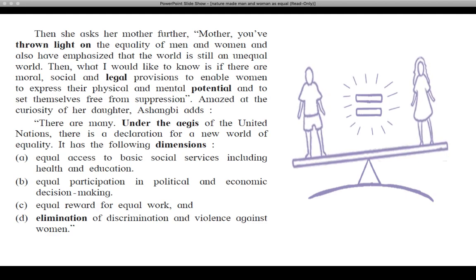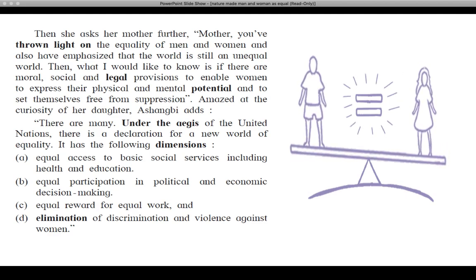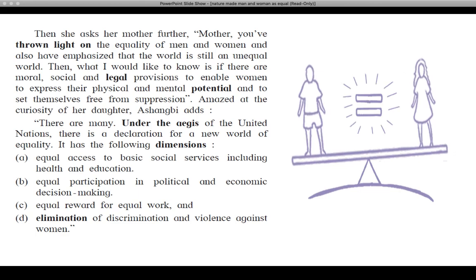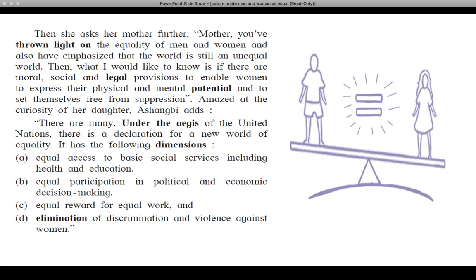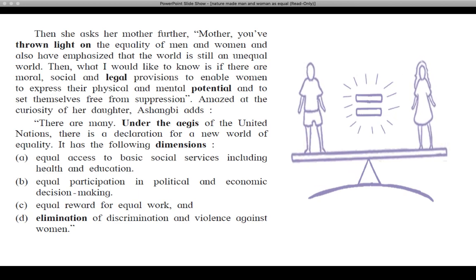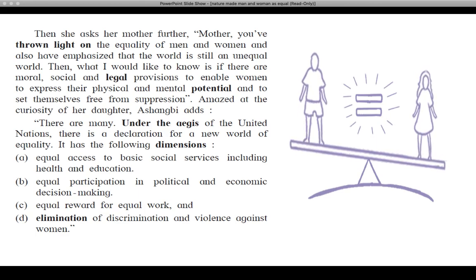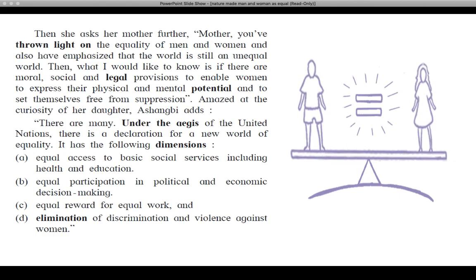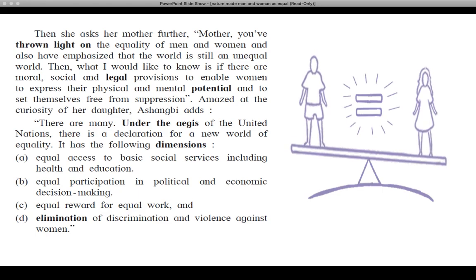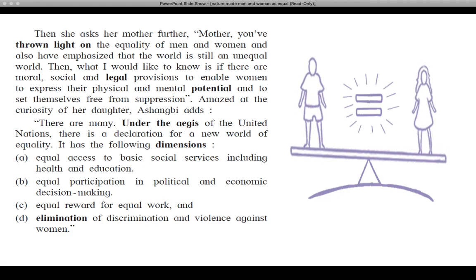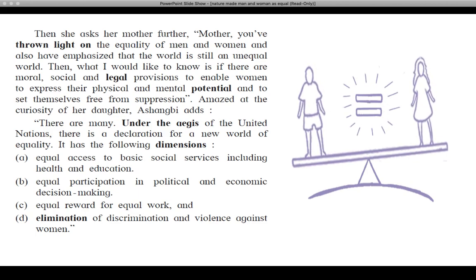Why is this done? So that each one can be given equal opportunity, equal rewards for equal work. If two people are there, one is a man, one is a woman, and both are doing equal work, then they should also be paid equally. Not that only the man should be paid a higher salary and the woman a lesser salary. Since they are doing the same work, they should be paid equally. Elimination of discrimination and violence against women. Domestic violence in the house, where men are hitting women, should be completely eliminated, removed, taken out from society.